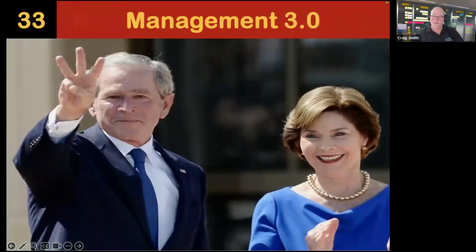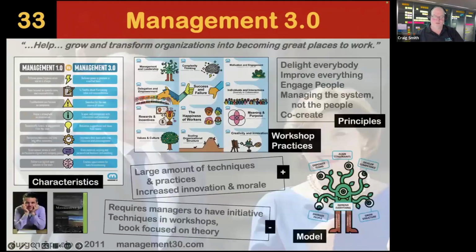Then the management schools, again, there's a whole pile of these. I'll just point out Management 3.0 because that's probably the one that's closest to the Agile community. It's Jürgen Appelo. The original book came out in 2011. The book's okay, but actually it's the workshops that I find to be a lot more valuable.